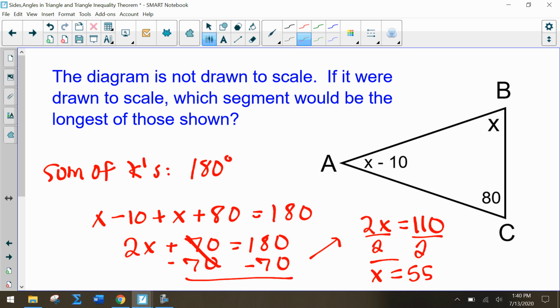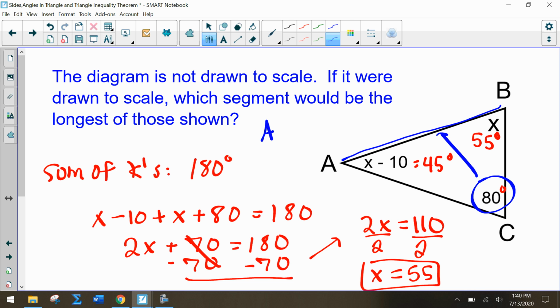So I got x is 55. So if x is 55, then this is 45. Remember, it's not drawn to scale, so don't trust your eyes. So if we want to find the longest segment, it's going to be opposite this 80-degree angle. And so the longest segment is segment AB.